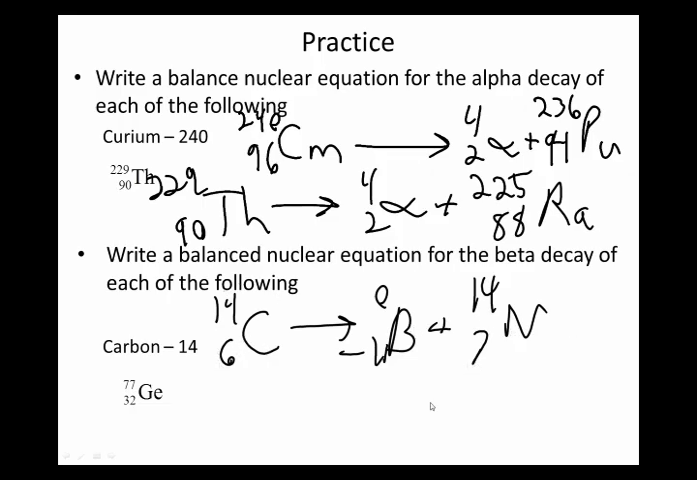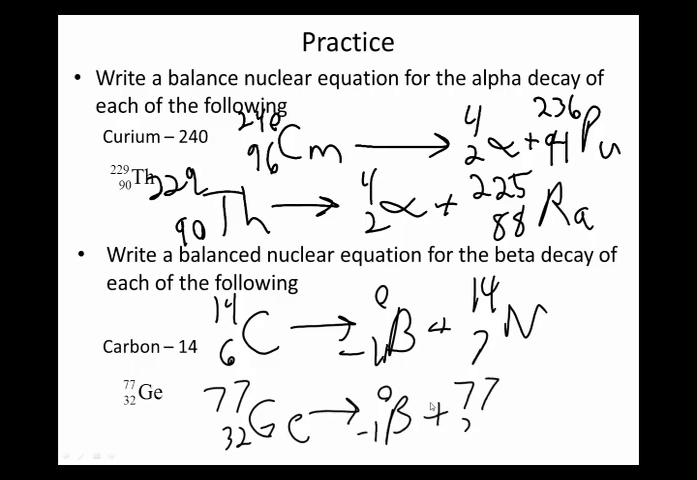So now we have germanium, 32, 77. We're going to undergo beta decay, -1. So I get 77 is still my new, and then I have 33. So what's 33? I believe it's arsenic. So arsenic. Hopefully that makes some modicum of sense.